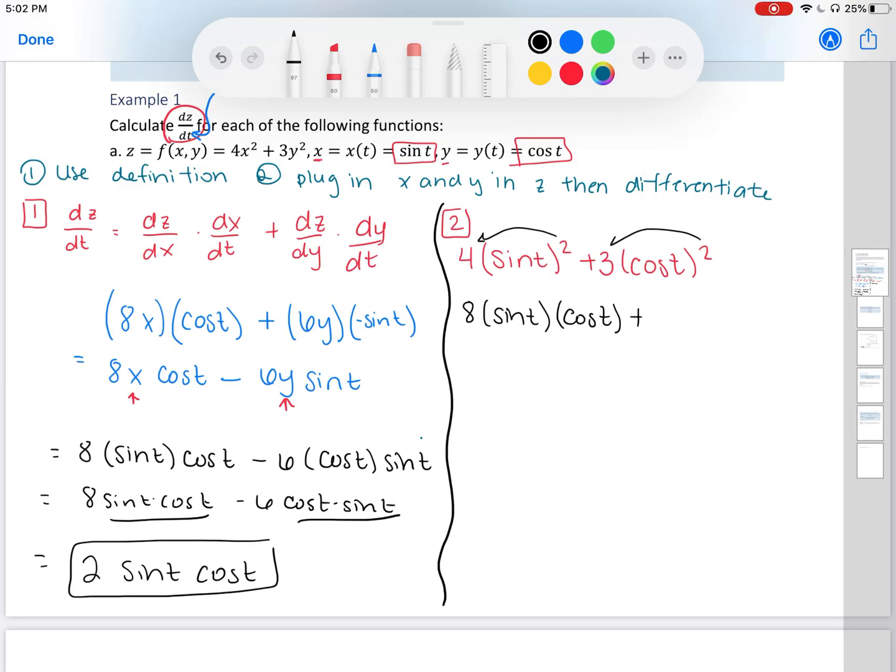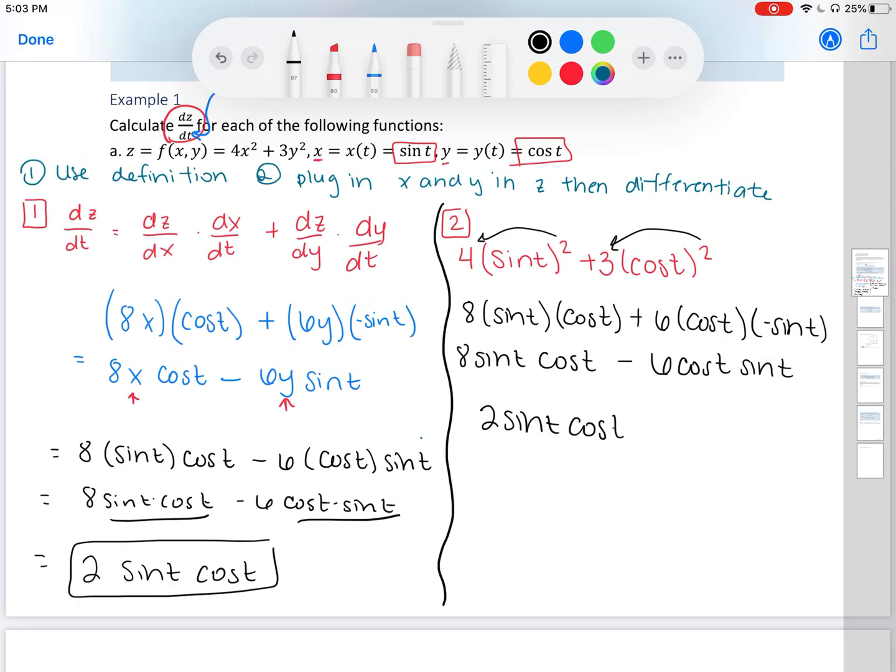And then next I have 6 cosine of t. Derivative of cosine is negative sine of t. So that we have 8 sine of t cosine t. We can bring that negative forward. I have 6 cosine t sine of t. So we're left with 8 minus 6. We get 2 sine t cosine t. So same idea. How do you want to work with it?